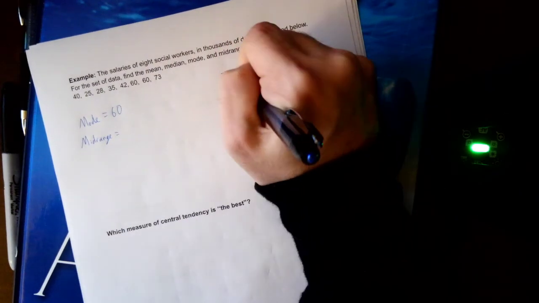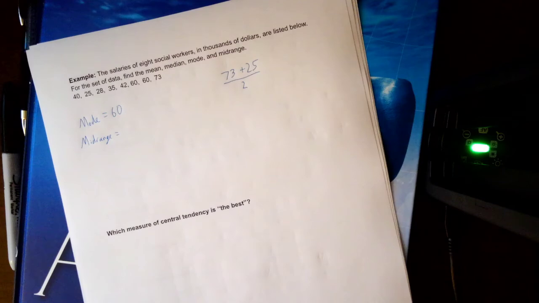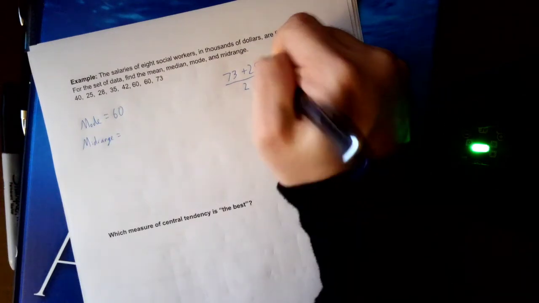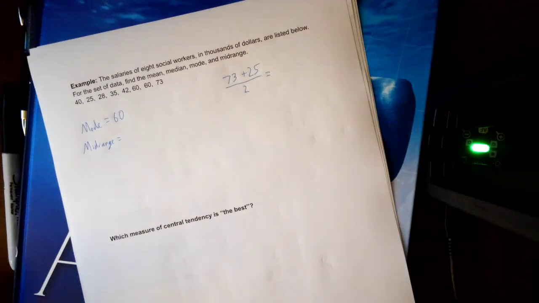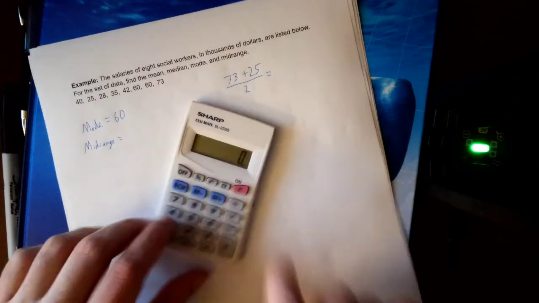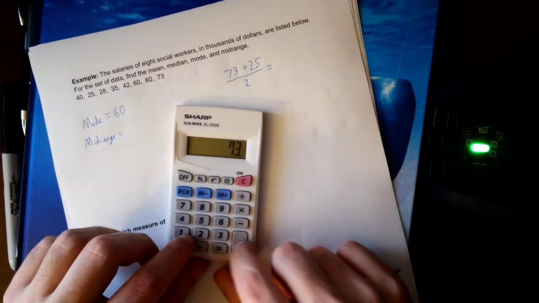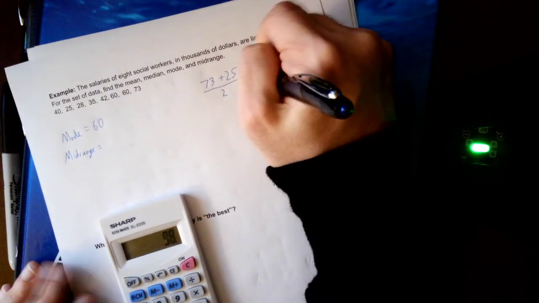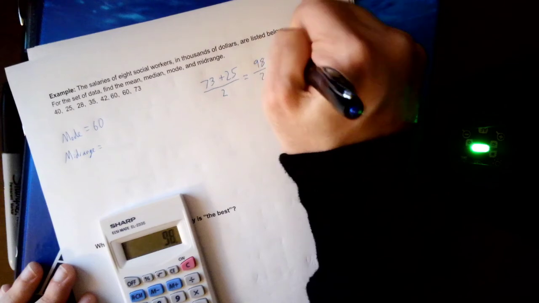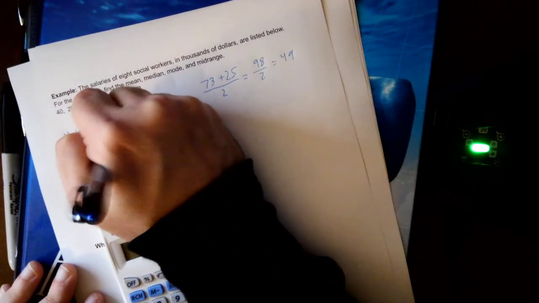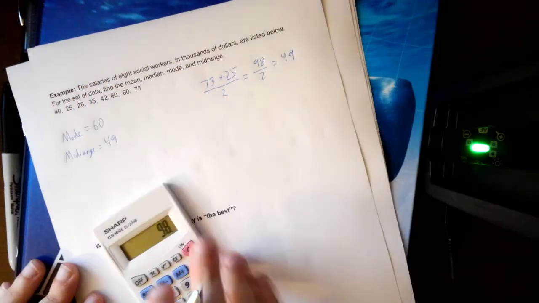And we'll divide by 2. Well, 73 plus 25 is 98, right? So we get 98 over 2, which is 49. So the mid-range is 49.